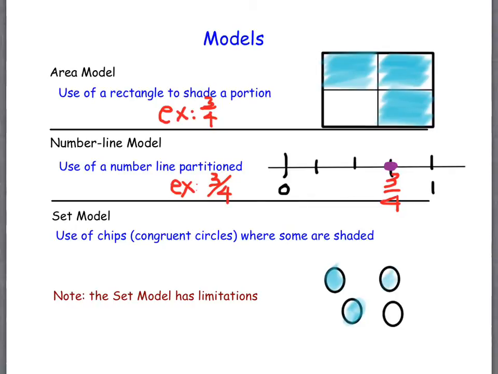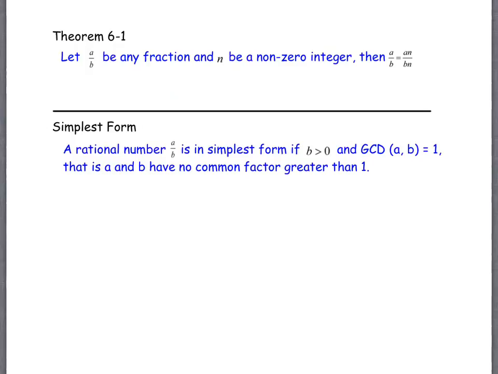And that works fine if you have 4 objects and you shade in 3 of them. The problem with this, when it says set model has limitations, is: what if you accidentally gave the kid 5/4? What is 3/4 of 5? It doesn't work very well. So you have to be very careful when you're using this set model to talk about ratios that the denominator really makes sense with the coins or whatever counters you're using. So it has some limitations.